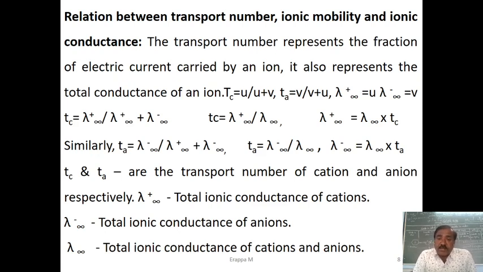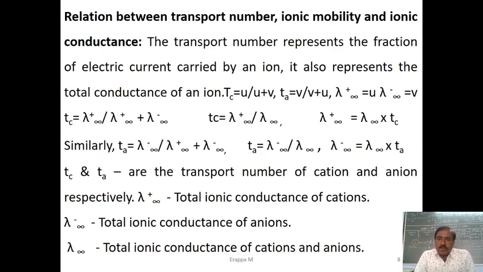The equivalent conductance of a cation can be calculated: lambda infinity plus is equal to lambda infinity at infinite dilution multiplied by the transport number of cation. Similarly, Ta is equal to lambda infinity minus divided by lambda infinity plus plus lambda infinity minus, that is, Ta is equal to the ionic conductance of anion divided by lambda infinity.